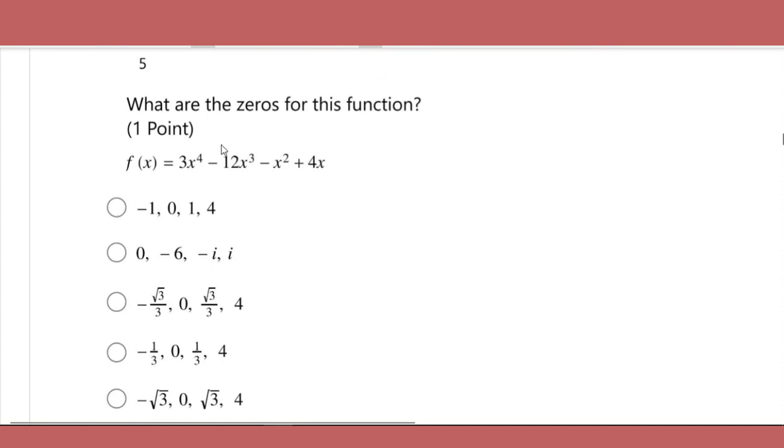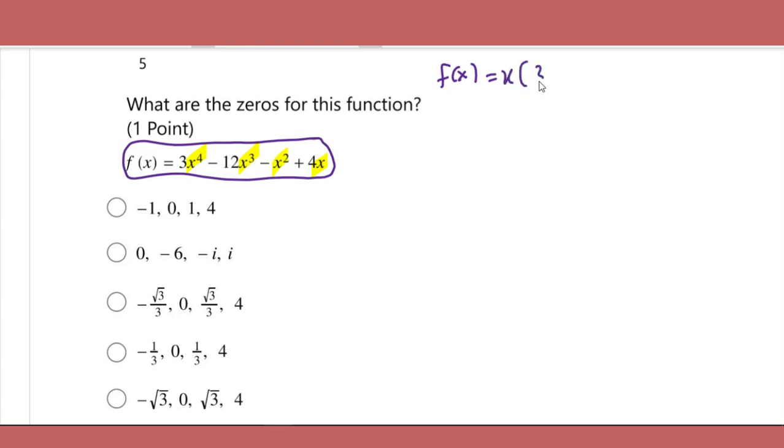Number 5. What are the zeros for this function? For this f(x), every term has the variable x, so take x as a factor: x(3x^3 - 12x^2 - x + 4). We're going to concentrate on this cubic part to find the zeros.